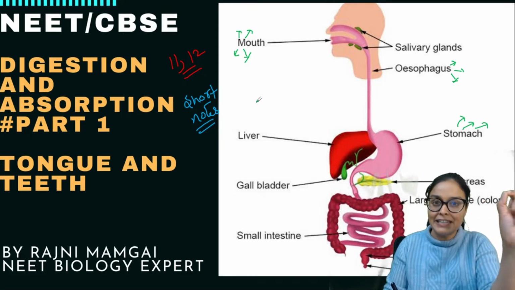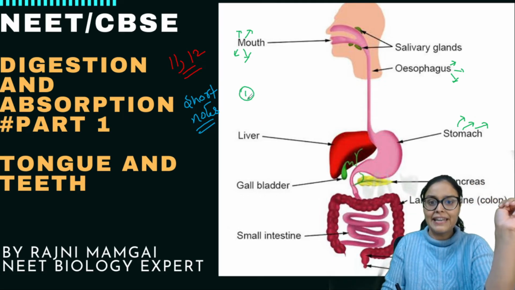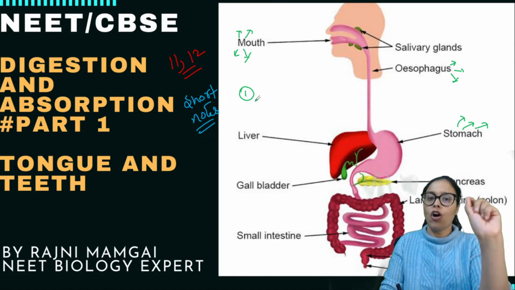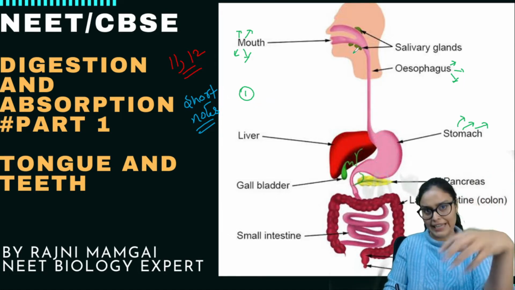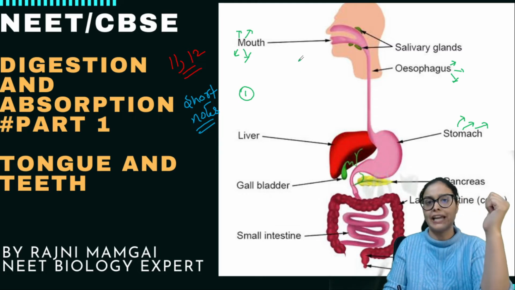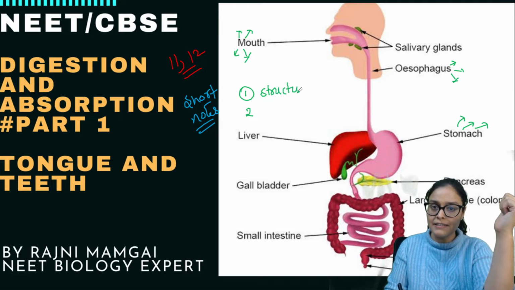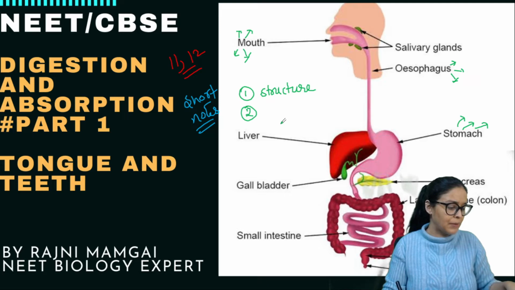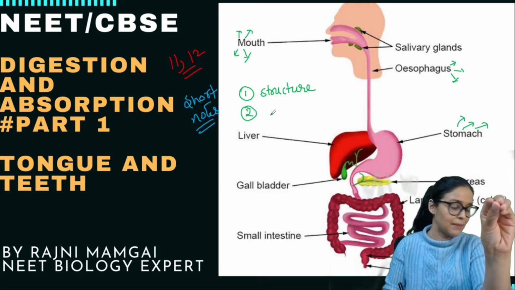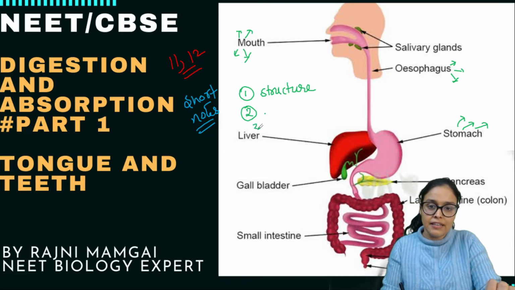So I will be teaching you this human physiology in 3 portions. First is anatomy and structure. We will see the anatomy and morphological structures of the alimentary canal, each part of it. Then we will do the physiology part: reactions, how digestion happens, where digestion happens. Third is the disease part, so we will see the diseases here, right?